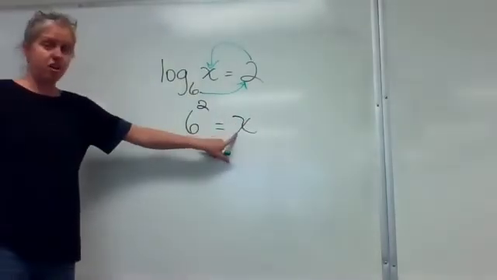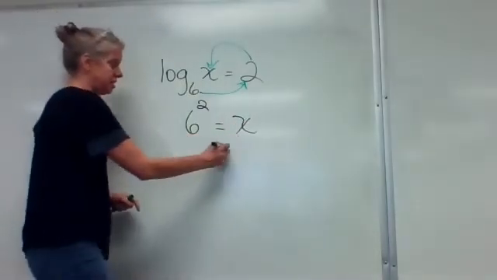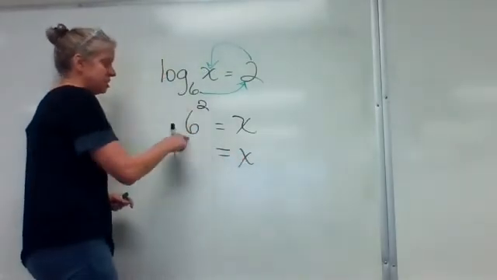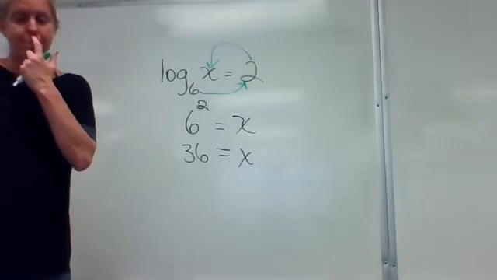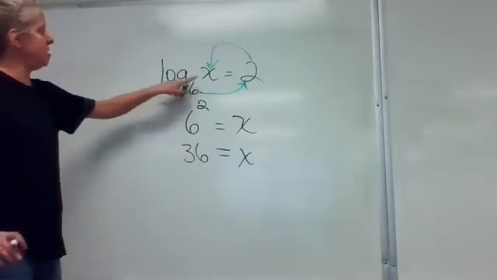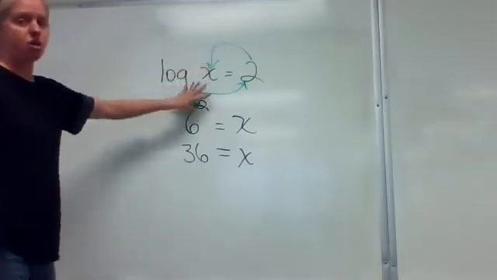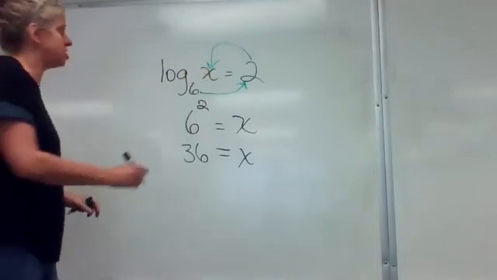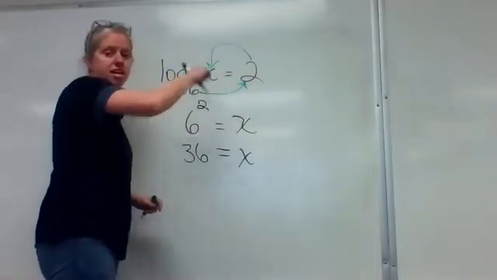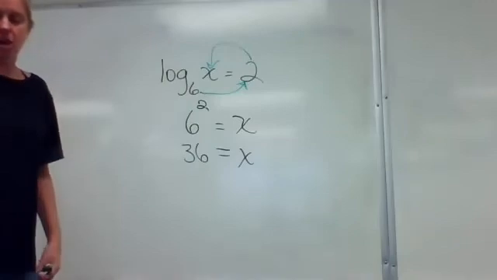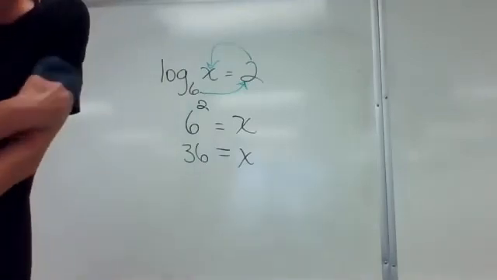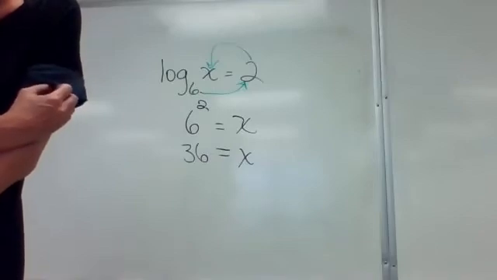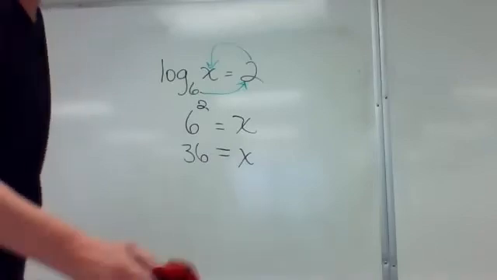So now you've already got your x isolated. Its x is by itself. I just need to know what 6 squared is, and it's 36. Okay, so again, if you just have one logarithmic expression in your equation, turn it into an exponential equation. All right, number 11.